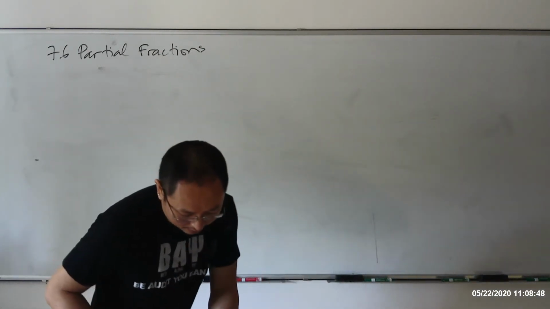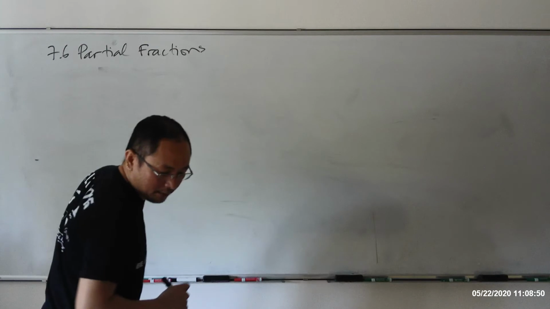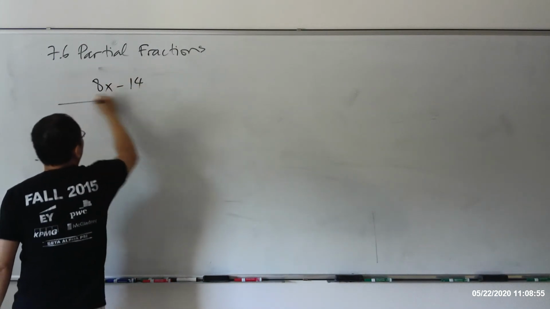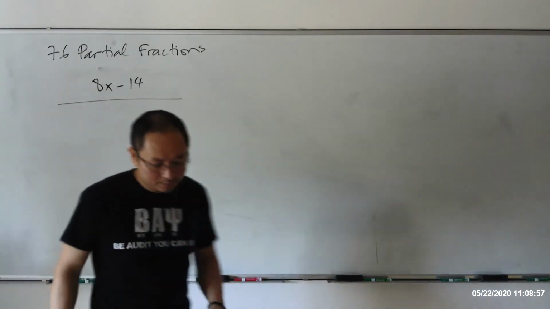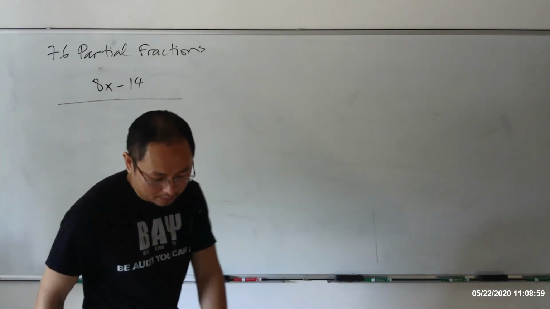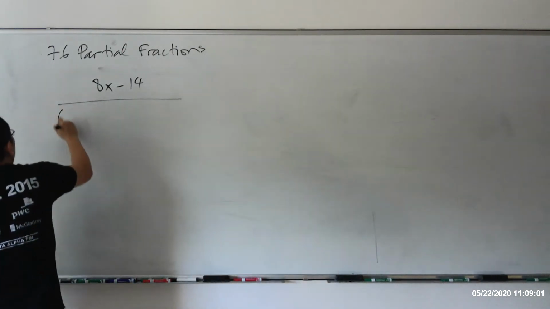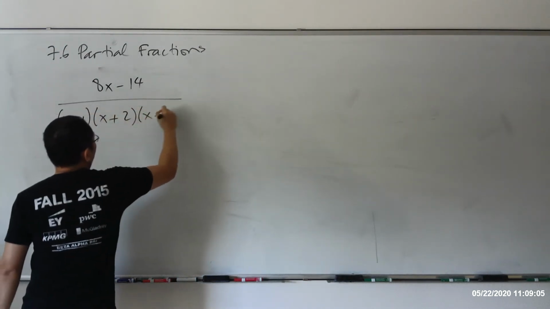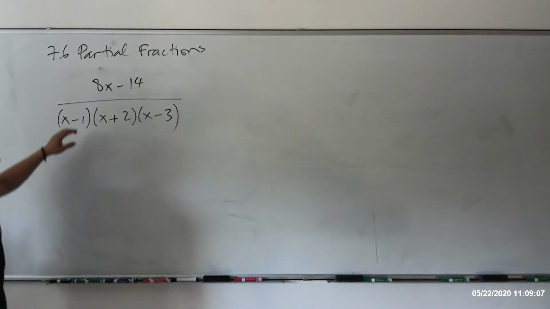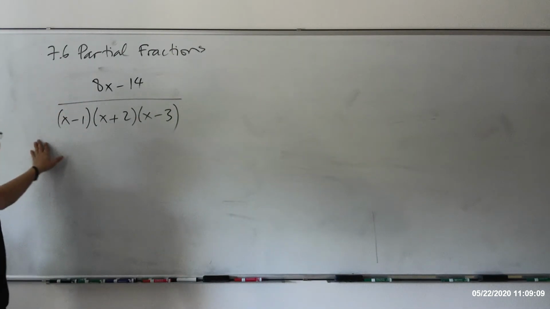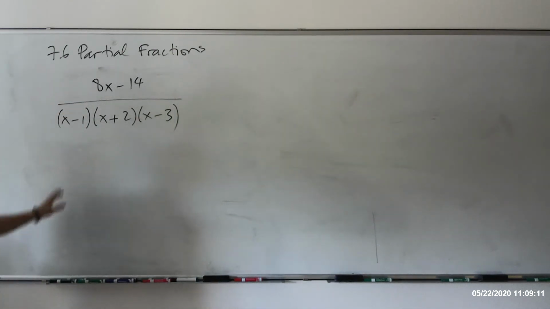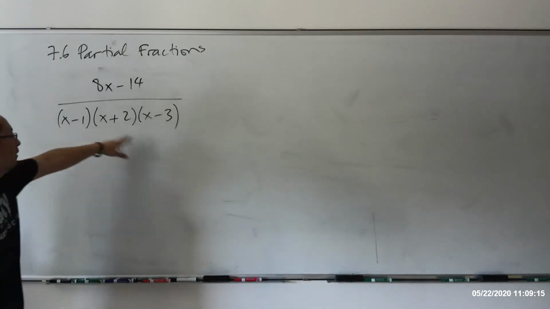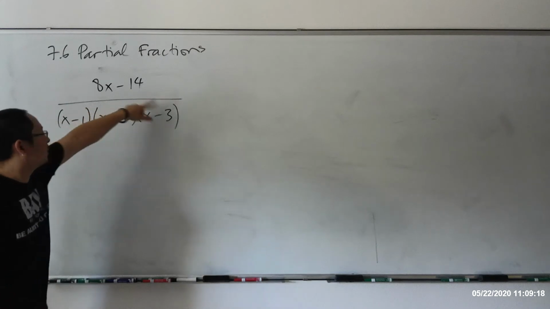Okay, I see one. 8x minus 14 over x minus 1 times x plus 2 times x minus 3. So in here, the numerator is a polynomial of degree 1, the denominator is a polynomial of degree 3, and it's very nice that the book already factored out the denominator for you. So you have 3 linear factors, all with multiplicity 1.